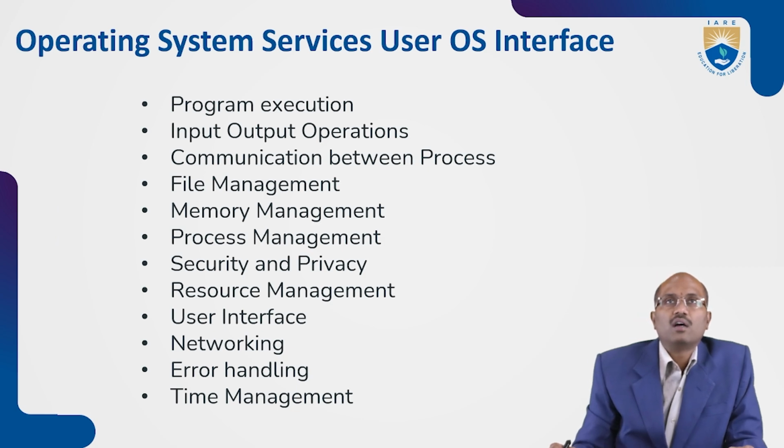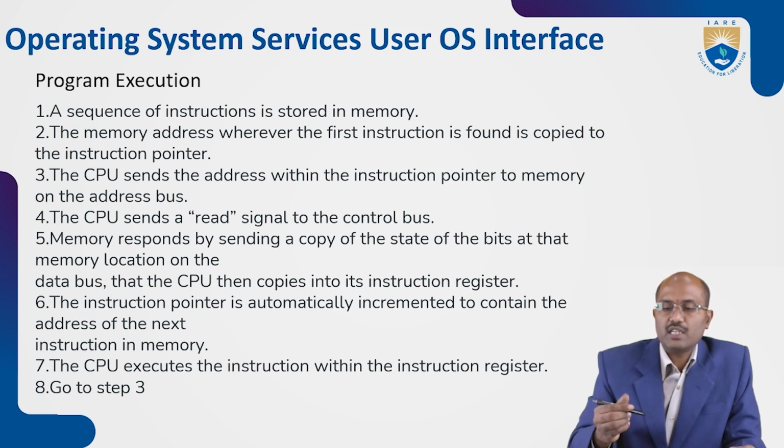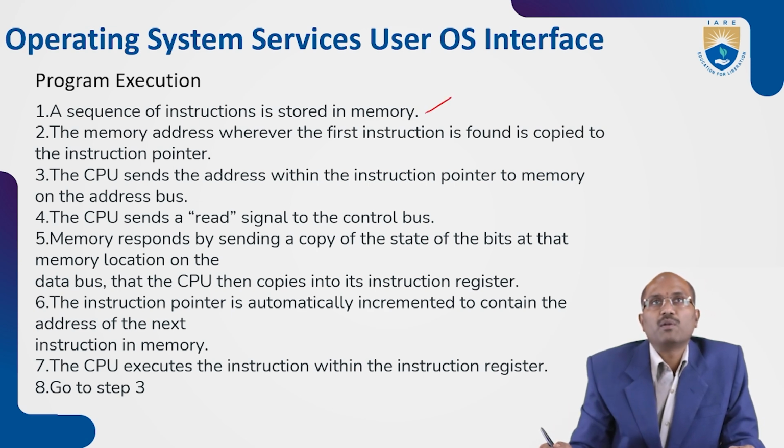Let's see one by one how program execution works in the operating system. This is the set of steps for how a program is executed. Step 1: A sequence of instructions is stored in memory, and the user gives the system step-by-step instructions. Step 2: The memory address where the first instruction is found is copied to the instruction pointer. Step 3: The CPU sends the address in the instruction pointer to memory on the address bus.